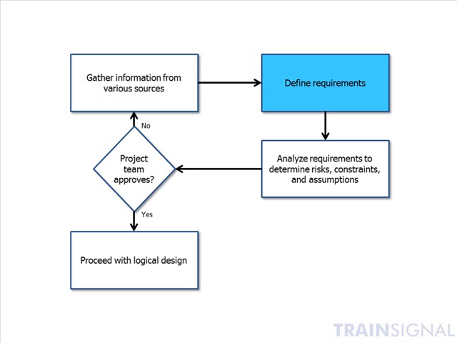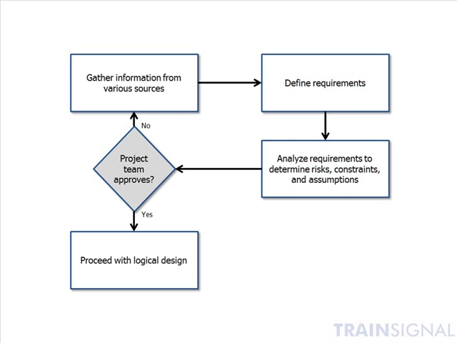Once the requirements are defined, and once you understand what the design has to do based on those requirements, you can then perform a requirement analysis to determine your risks, constraints, and assumptions. Once you've got all four design factors finalized, your requirements, your risks, your constraints, and your assumptions, you then need to get sign-off from the project team.